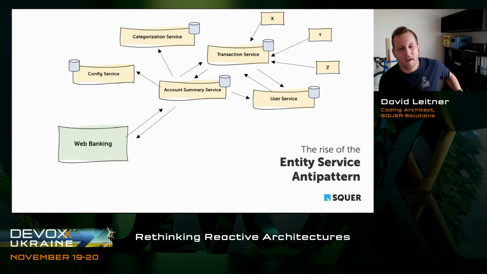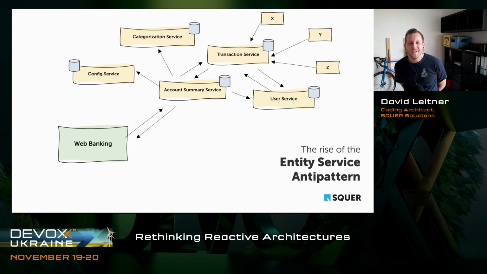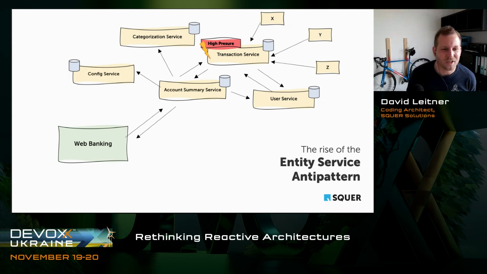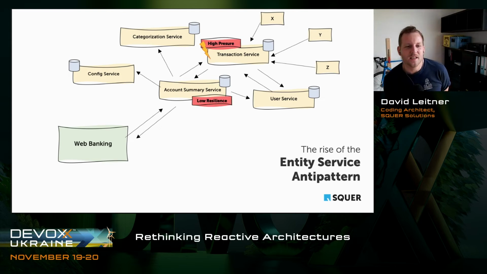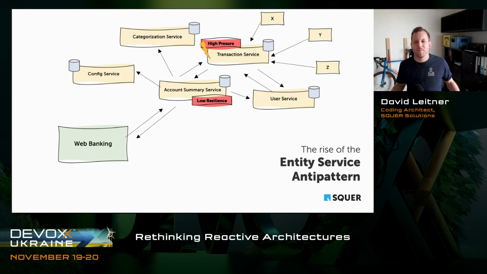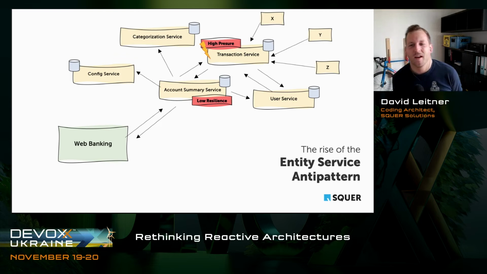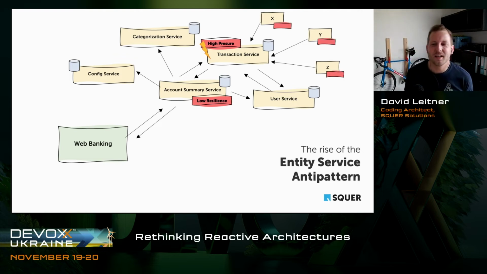And if you work in a bank domain, usually you always need to access transactions from everywhere, right? So this leads to high pressure on the transaction service, and usually then leads to low resilience of the whole system, because if the transaction service is under high load, maybe not so responsive, this has a resilience effect on the whole architecture.